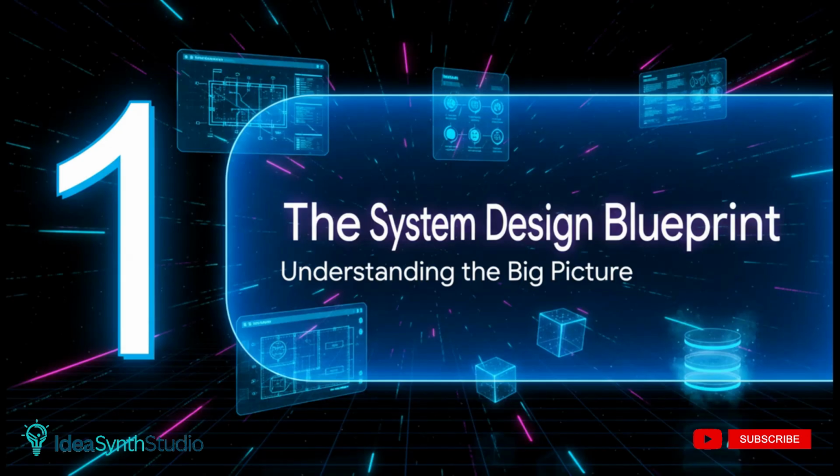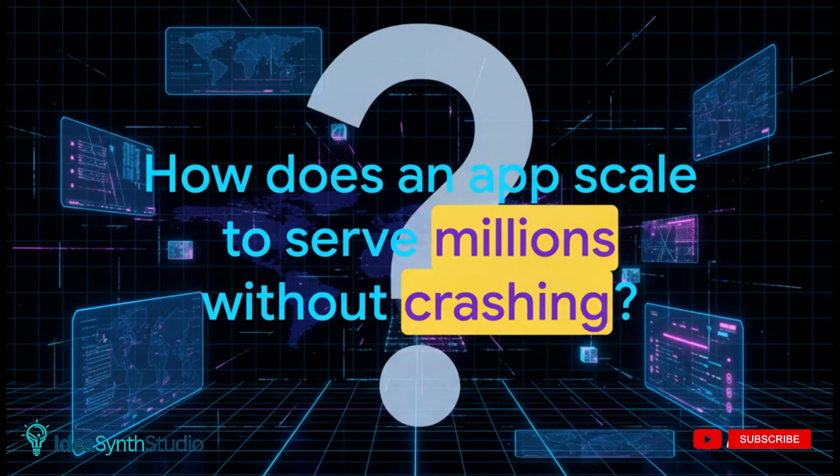All right, first up, the blueprint. This is where the magic happens, way before a single line of code gets written. Think of this as the master plan. Getting this right is what separates a system that can grow into a titan from one that's doomed to fail. And really, that entire plan boils down to this one single critical question. How on earth does a simple app scale up to serve millions or even tens of millions of users without just completely falling apart? The secret, as you're about to see, is all in the design.